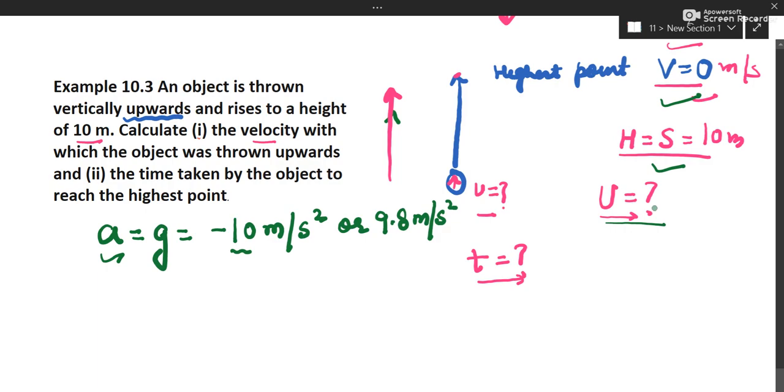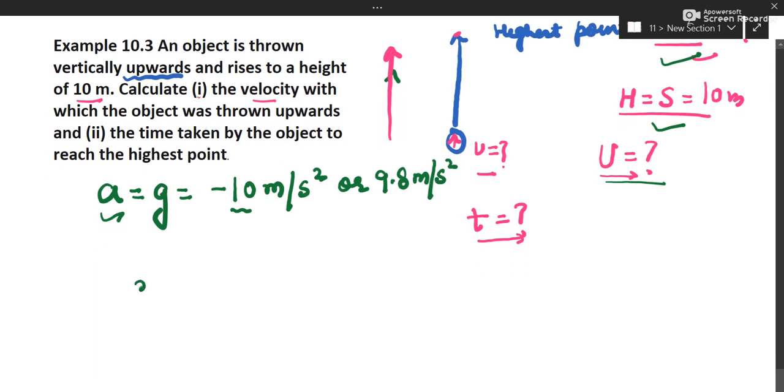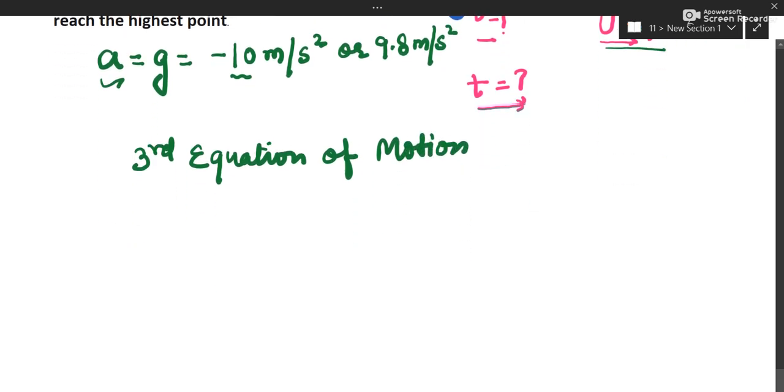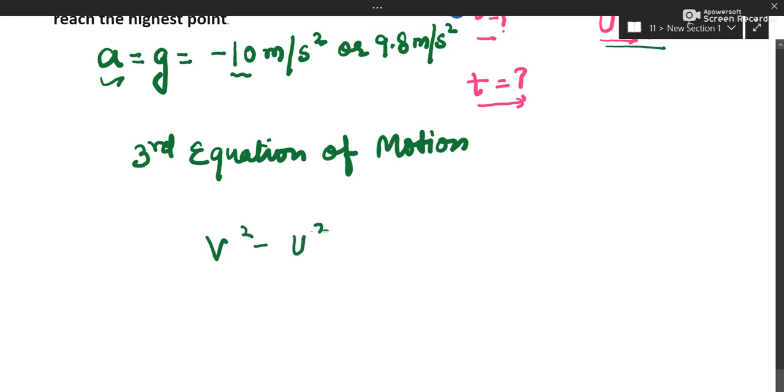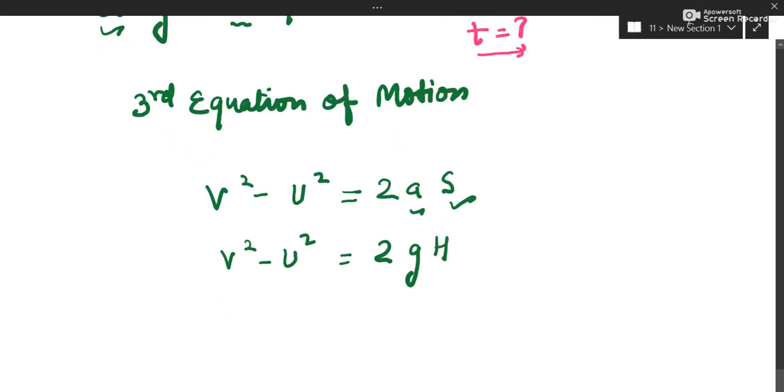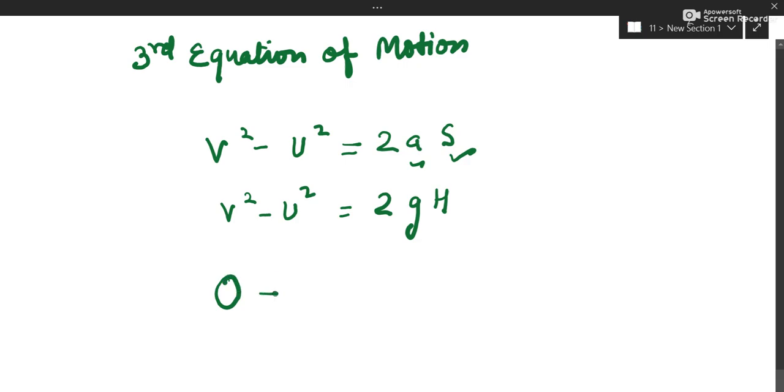How to find out U? S, A and V. So we'll use the third equation of motion. What is the third equation of motion? V square minus U square is equal to 2AS. This is height, and A is G. You can write it like this also. Final velocity is 0. U is to be found. This is 2, this is minus 10 because it is going against gravity. It is given 10.